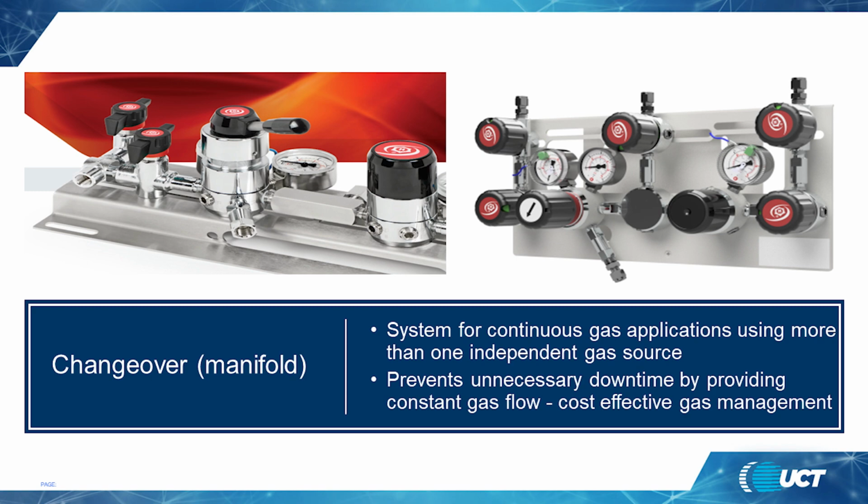Changeover or manifold. The changeover system is used for continuous gas applications via more than one independent gas source. It prevents unnecessary downtime by providing a constant gas flow, making the gas management more cost-effective. How does it work? Two or more gas cylinders feed one point of entry. One cylinder is used until its pressure drops below a certain point. Then, the other cylinder goes into action.